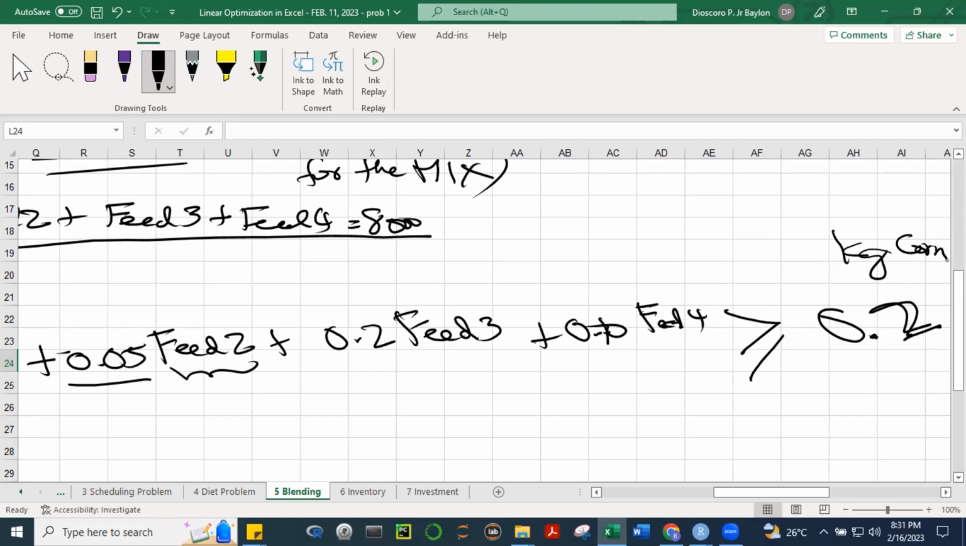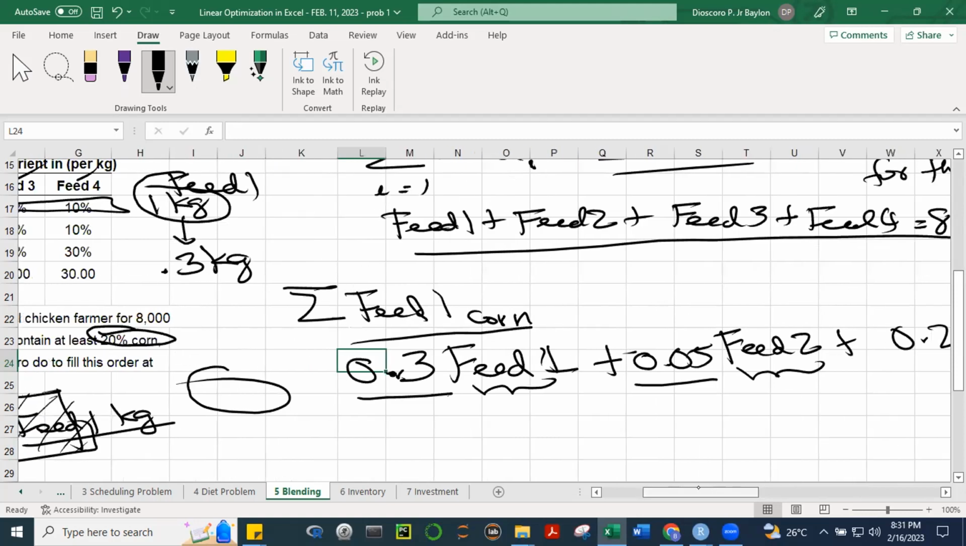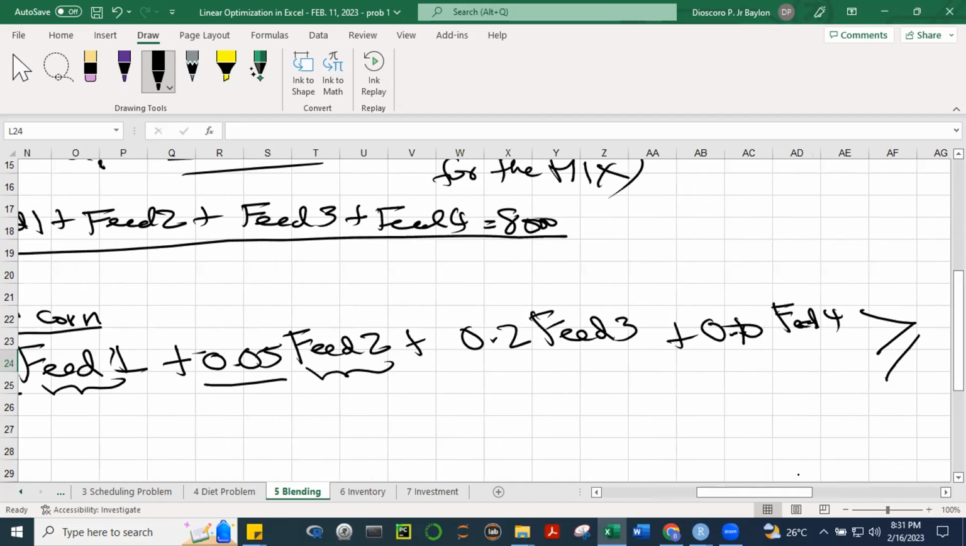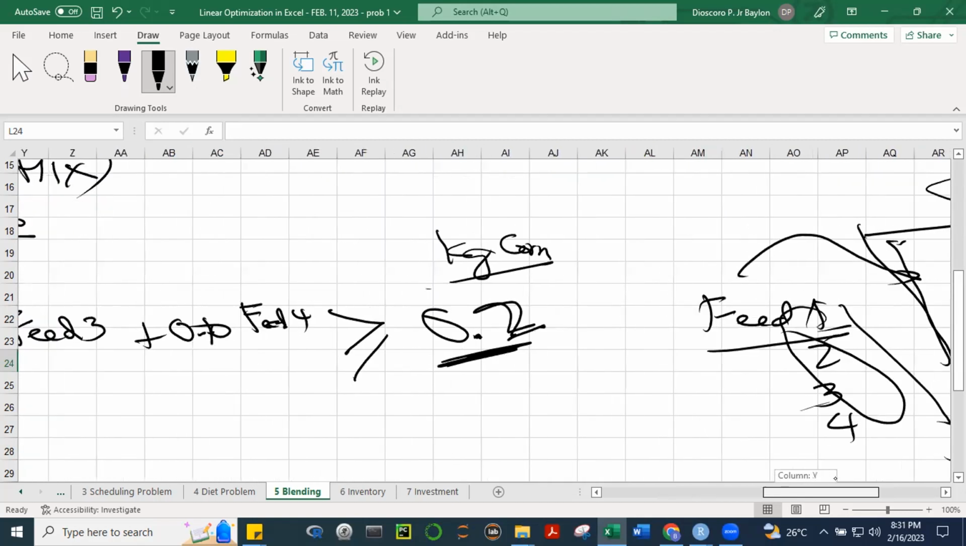Are you getting me, class? 0.10 times feed 4 will give us the number of kilograms coming from feed 4. But what we need is not the kilograms of corn, but the percentage of corn. So mathematically, how do we get the percentage of this? How do you get the percentage? It should be 0.2. That's very simple. It's only ratio.